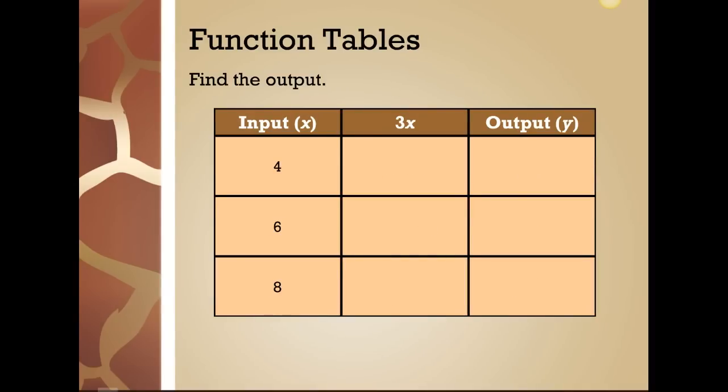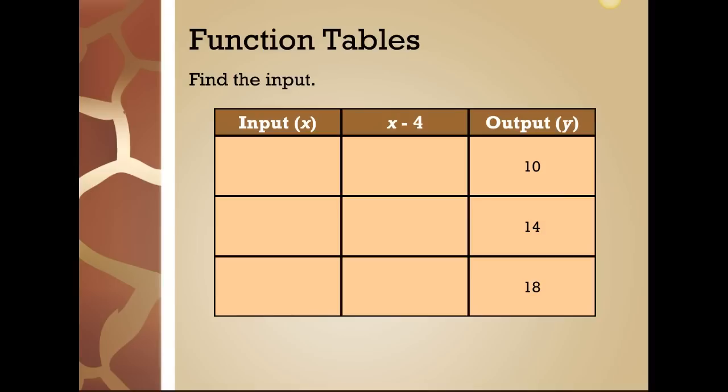In this function table, we have a rule of 3x. When we input 4, we will have 3 times 4, which equals 12. We will then have 3 times 6, which equals 18, and 3 times 8, which equals 24. We have successfully completed our function table.